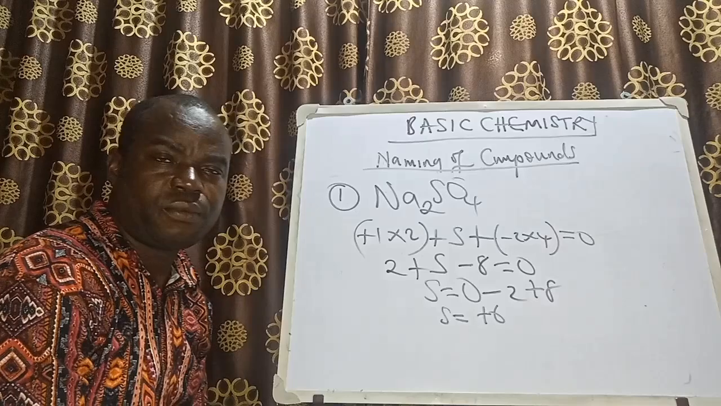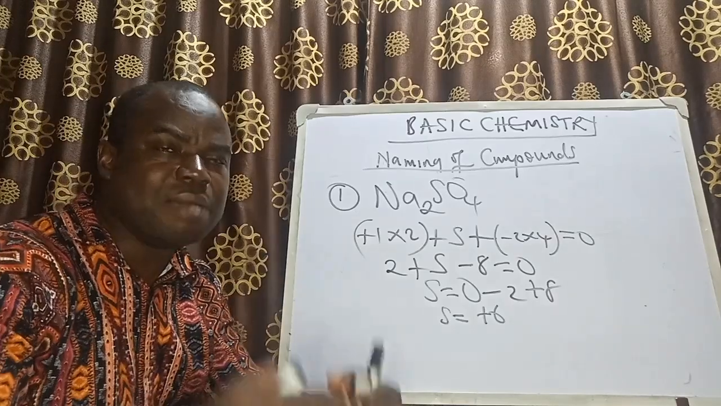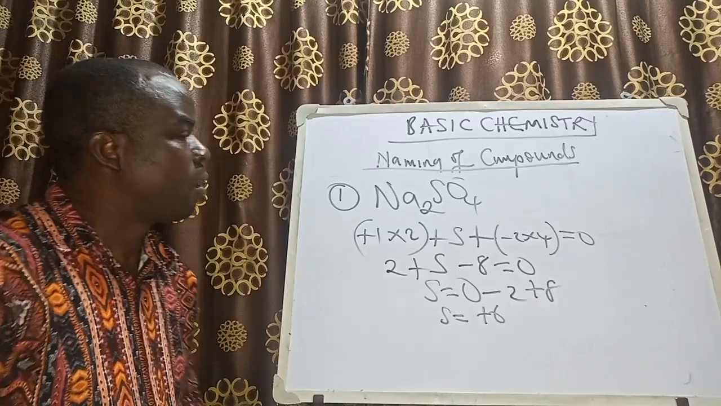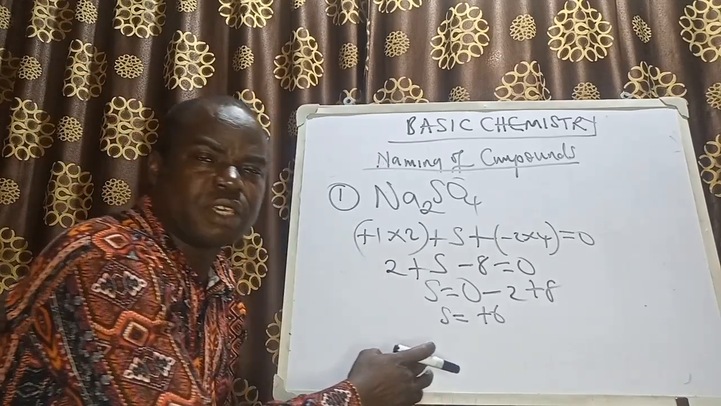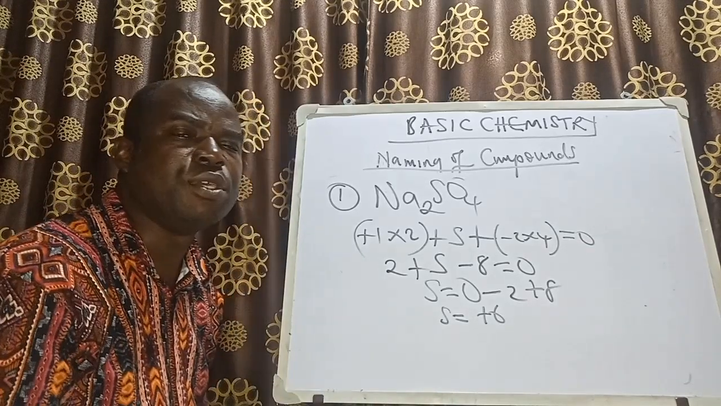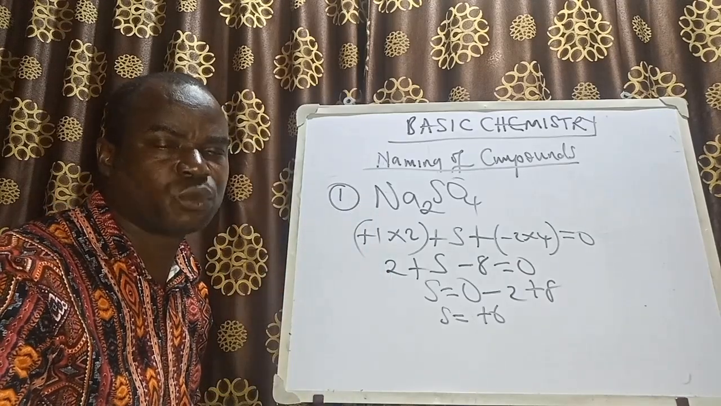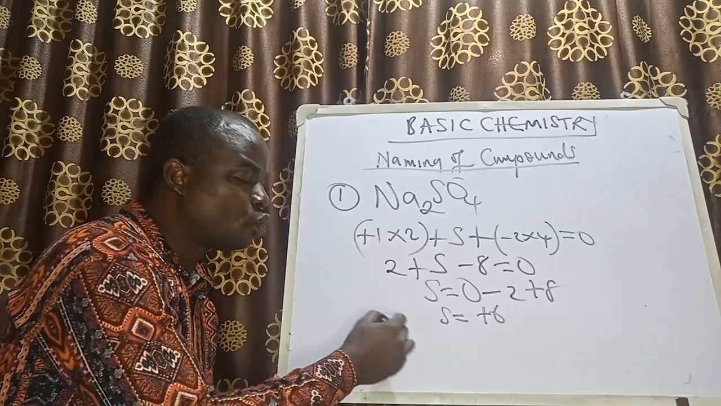Now, let us name the compound. I have found the sulfur we're looking for. So the name will now be, you call the first element first, which is sodium. You write it down: sodium.